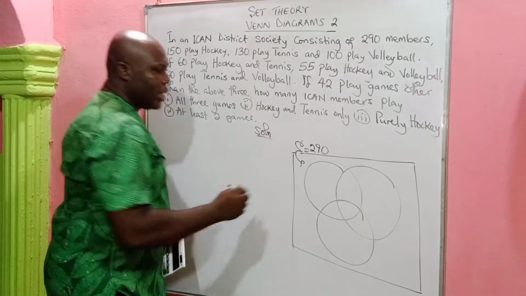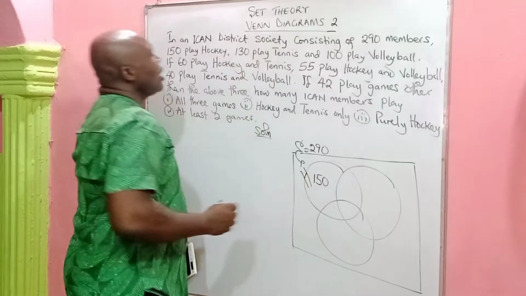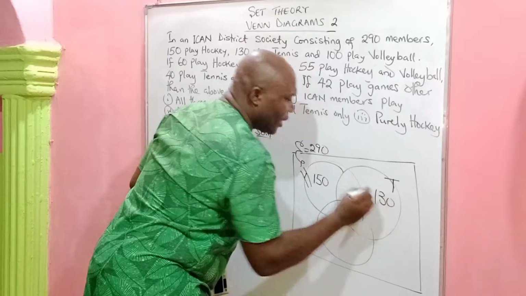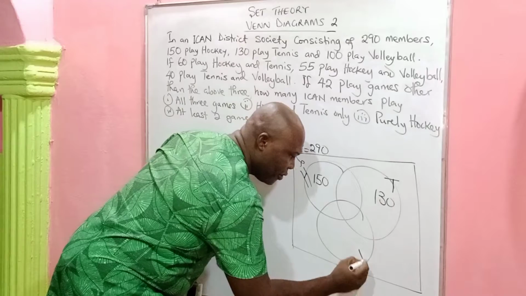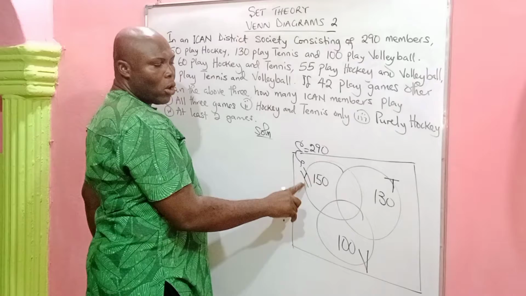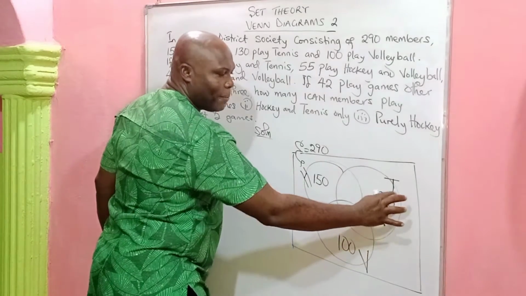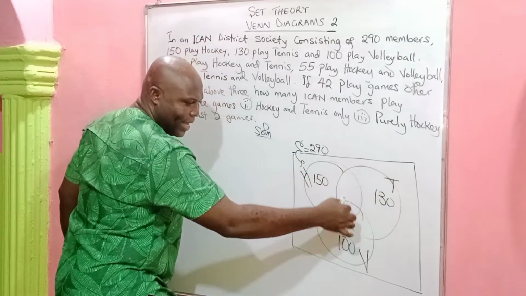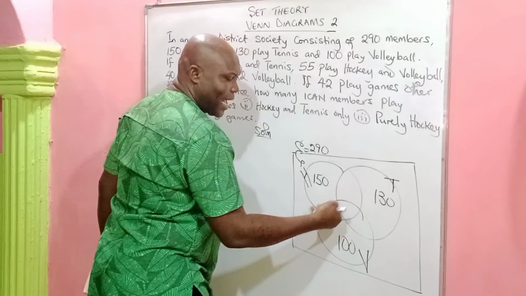They say 150 play hockey. So here we have hockey, and then we have 150, and then we have 130 play tennis. Here we have tennis, so we have 130. And then 100 play volleyball. So here we have volleyball, 100. But take note, this 150 that play hockey also play tennis and volleyball. This 130 that play tennis, they are also part of the people that play both hockey and volleyball. And this 100 that play volleyball also play tennis and hockey. Please take note of that.